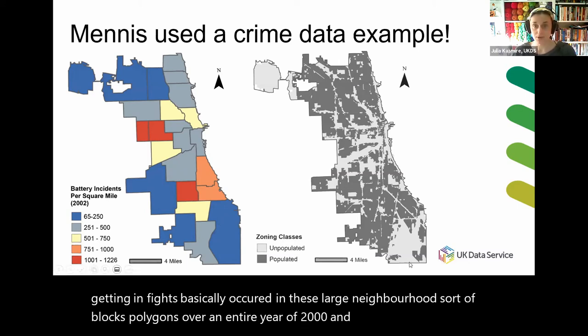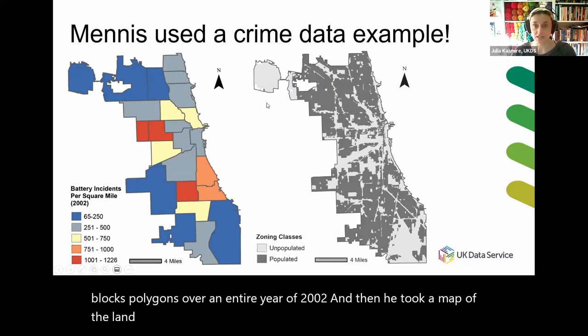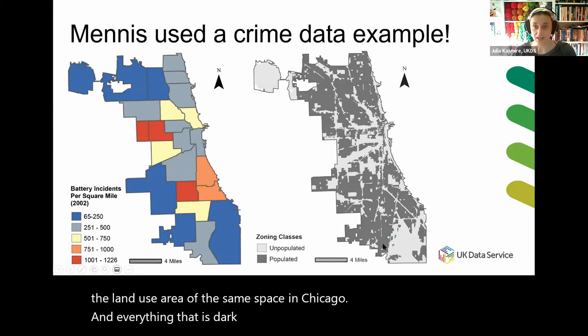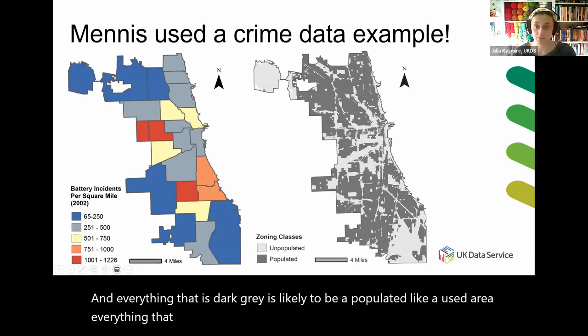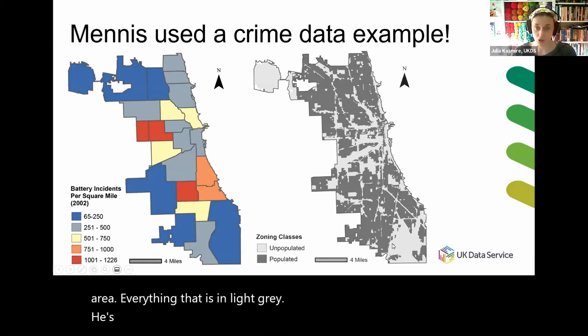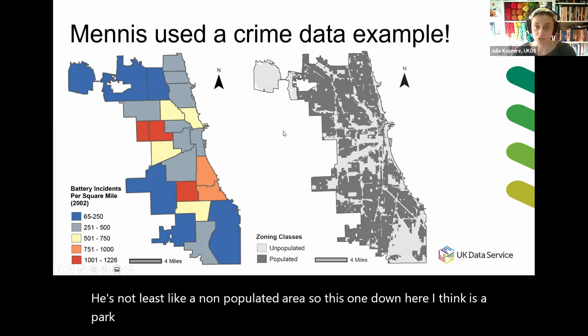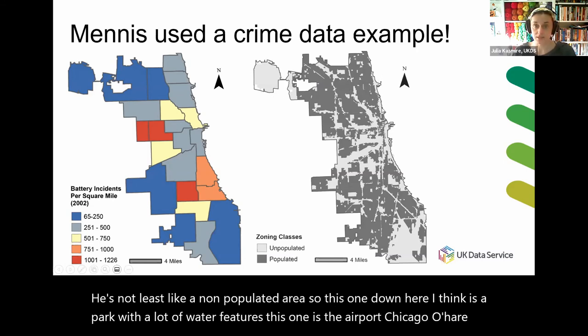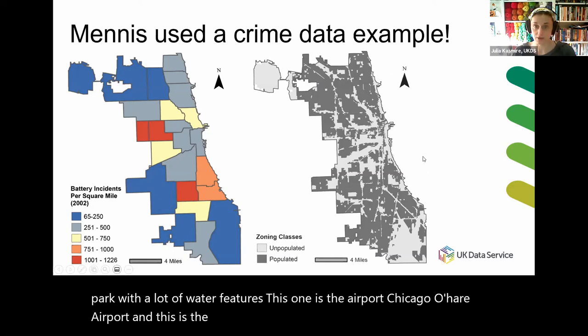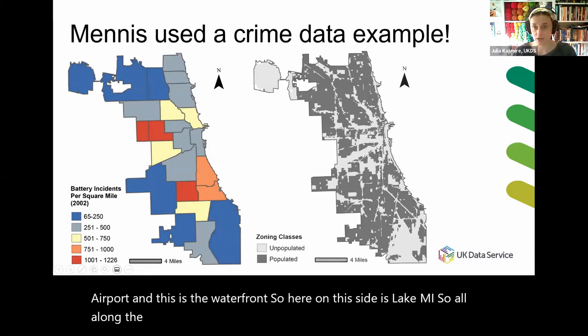And then he took a map of the land use area of the same space in Chicago. And everything that is dark gray is likely to be a populated, used area. Everything that is in light gray is like a non-populated area. So this one down here, I think, is a park with a lot of water features. This one is the airport, Chicago O'Hare Airport. And this is the waterfront. So here on this side is Lake Michigan. So all along the waterfront is a lot of industrial area. And these are major boulevards and industrial districts.